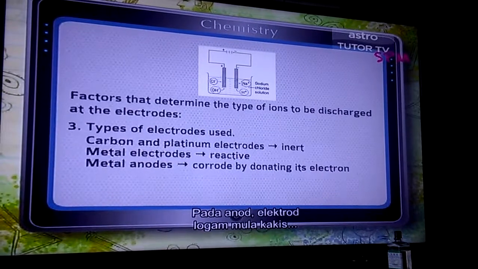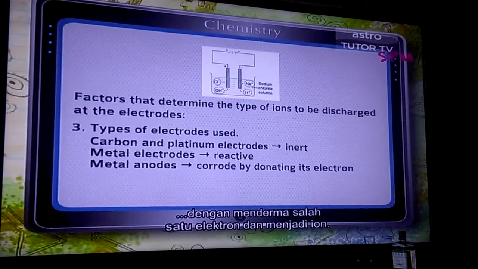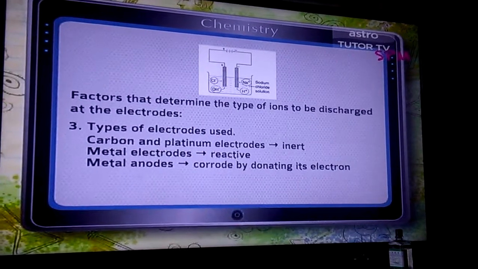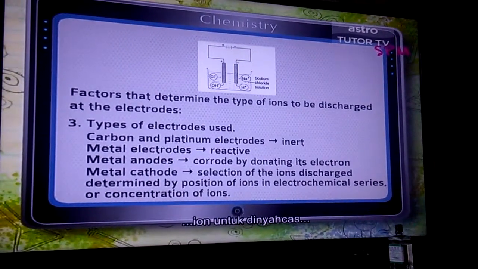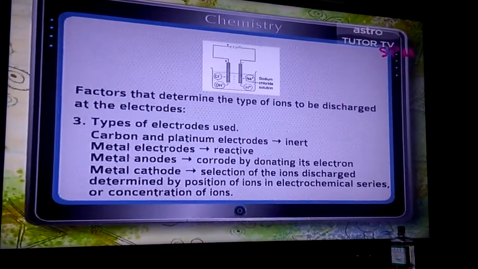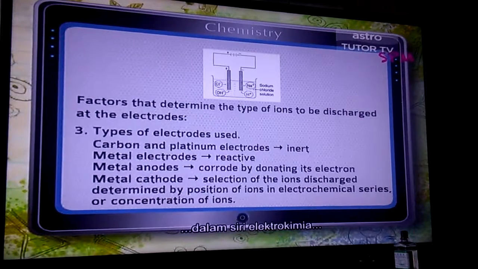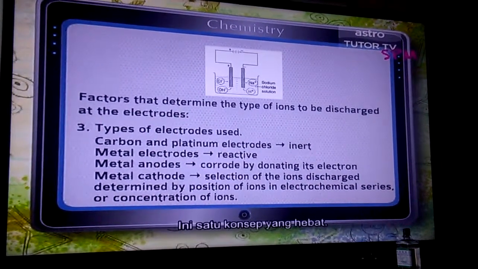At the anode, the metal electrode starts to corrode by donating its electrons and becomes ions. At the cathode, selection of the ions to be discharged is determined by the position of the ions in the electrochemical series or the concentration of the ions.